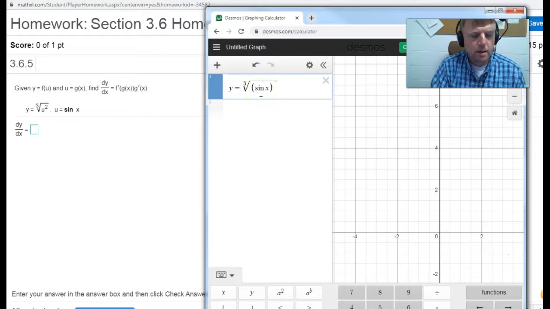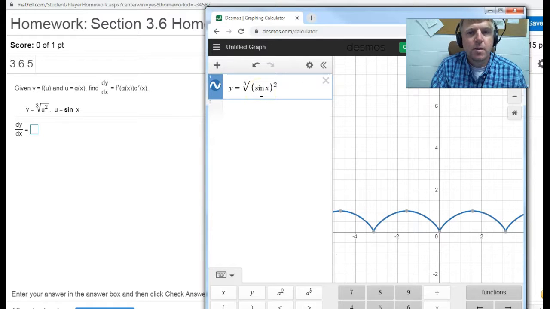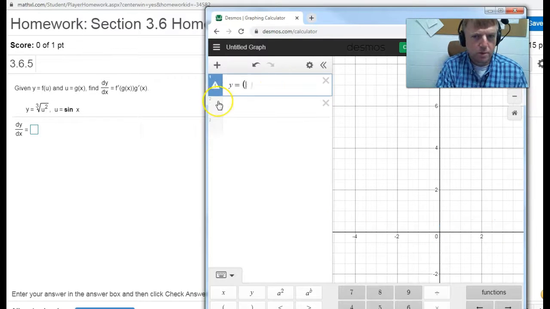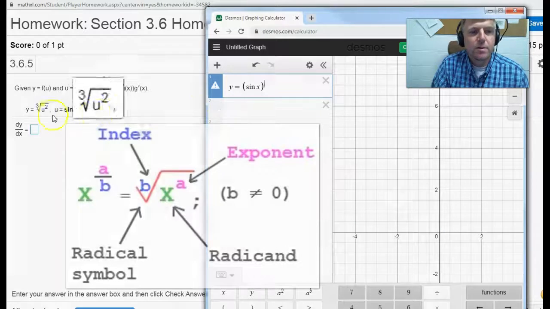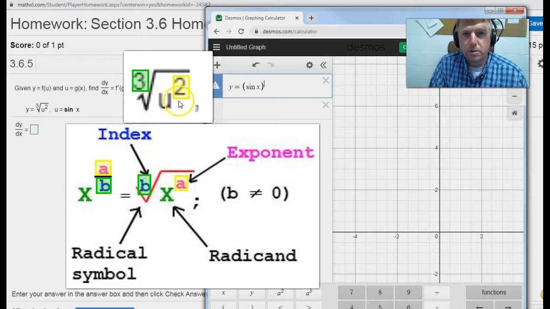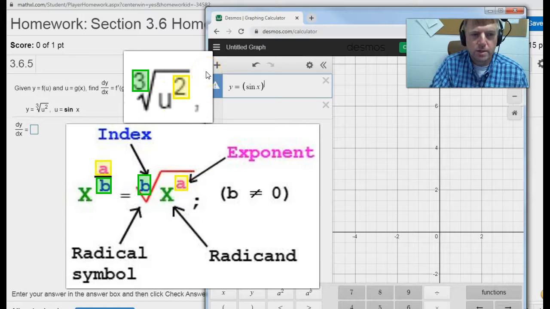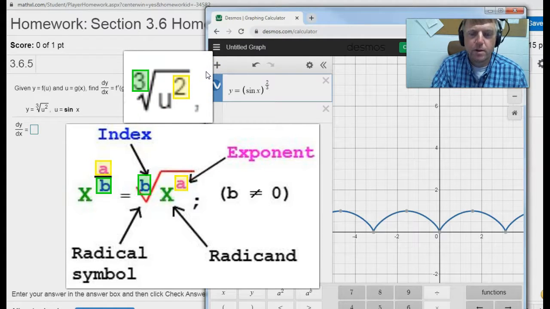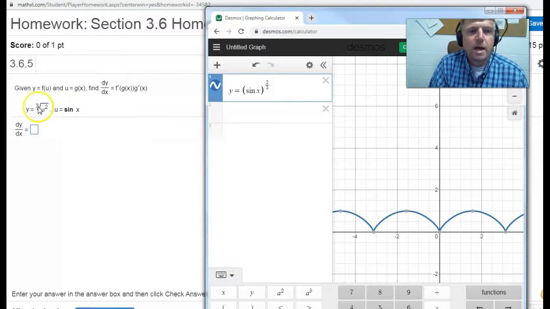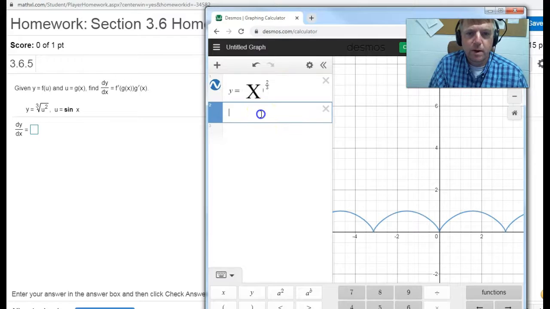Alright, and square that. Okay, but I don't want to write it in that notation. So parentheses sine x, close parentheses, and then remember the roots and the powers can be written as a fractional power. So this is the 2/3 power. Okay, and now we have a power rule, and then the chain is the derivative of the inside. So again, think of this as just something to the 2/3 power.